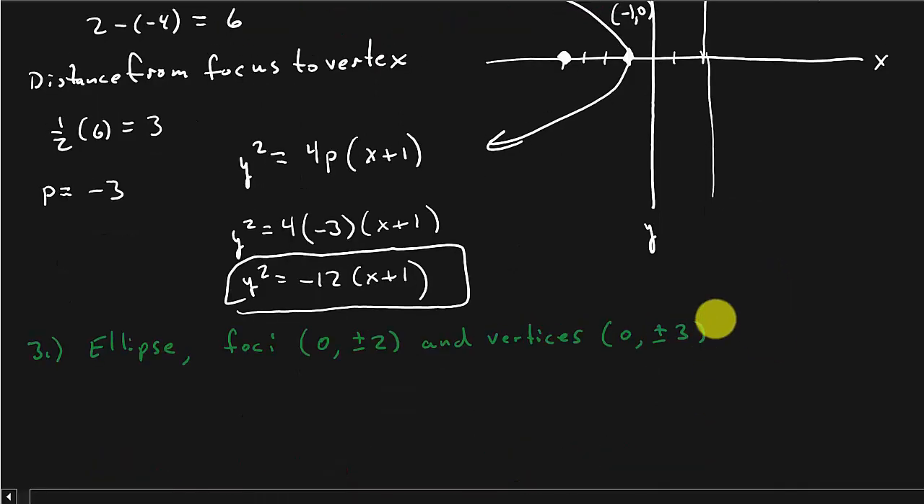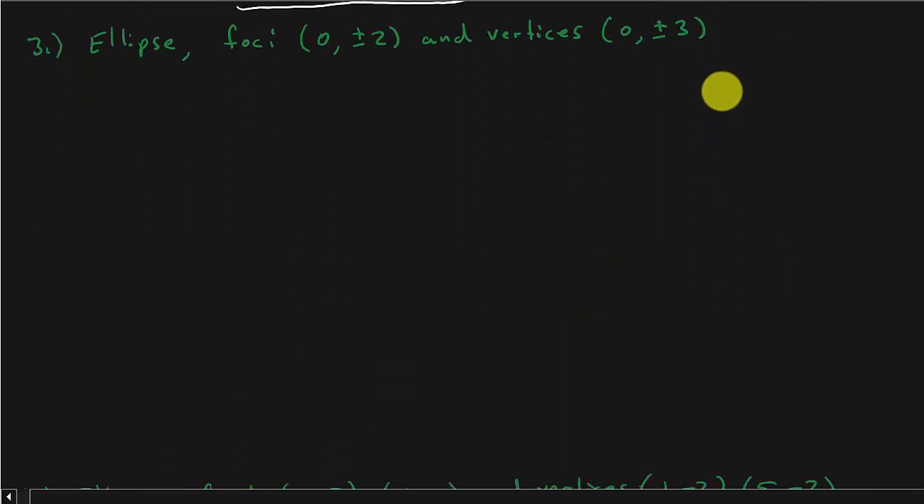All right, I promise we are almost finished. We've got 4 more problems to work. These have been going kind of quick, so it's not too bad. And we got an ellipse. And they tell us the foci is 0 plus or minus 2, and the vertices are 0 plus or minus 3.